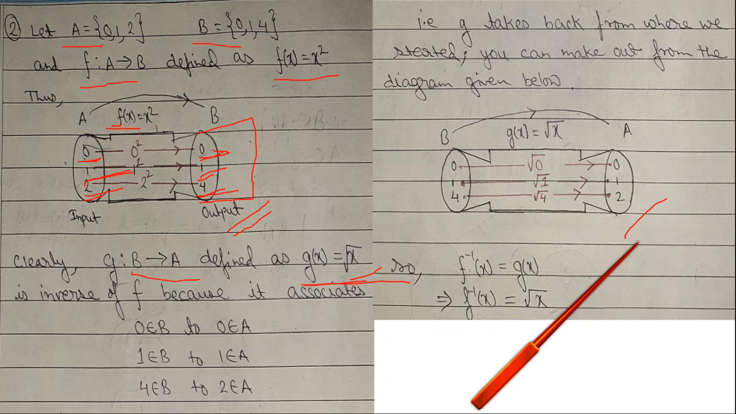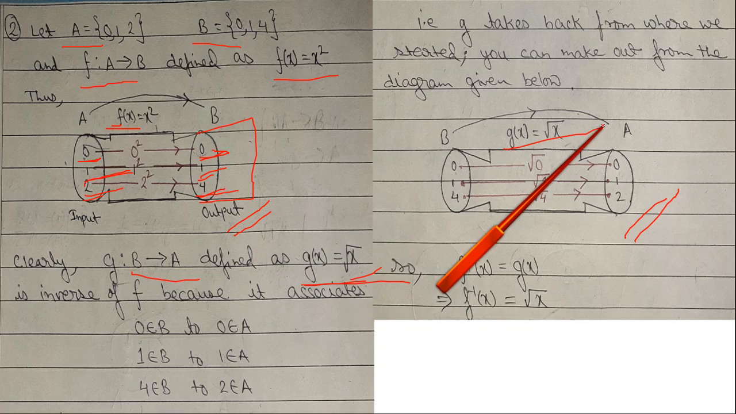So from the diagram it's clear that if we define a function g from B to A by this definition, then g of 0 will be root 0, that would be 0. g of 1 will be equal to 1, g of 4 will be equal to 2. So f inverse x is nothing but g of x, and f inverse x means root x.